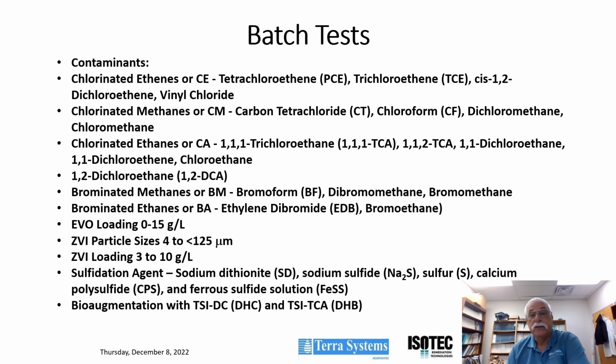The batch studies used ZVI loadings of between 0 and 15 grams per liter, ZVI particles of 4 to 125 or less than 125 microns, and ZVI loadings of 3 to 10 grams per liter. They used a variety of different sulfidation agents: sodium dithionite, sodium sulfide, sulfur, calcium polysulfide, and a ferrous sulfide solution. Bioaugmentation with the Dehalococcoides culture and also Dehalobacter were used in some of the batch studies.